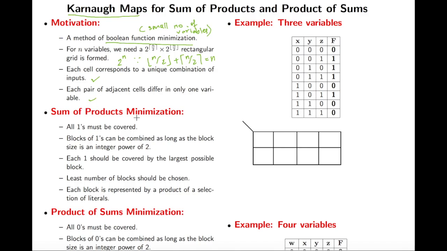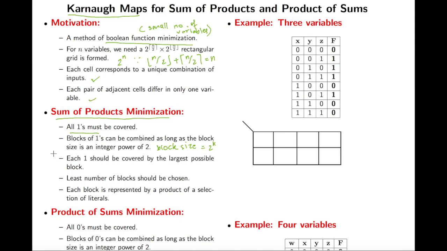So let's talk about how we do sum of products minimization. The strategy is that we want to cover all ones, because we don't want to miss a one. If we miss a one, then we are talking about some other function. Blocks of ones can be combined as long as the block size is an integer power of 2. So let's say the block size is 2 to the k.